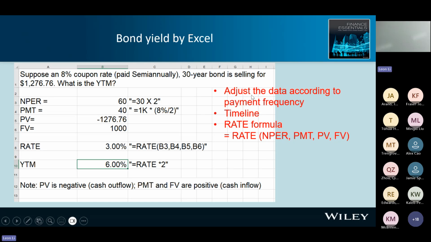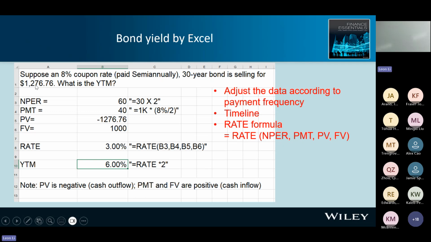Okay, so let's do the data adjustment. So you can see semi-annually, right? Semi-annually. So you can see the 8% coupon rate, right? 30-year bond. Let's adjust our data. 30-year bond, the number of periods will be 60, 30 times 2, right? PMT, coupon payment will be 1,000 times 8% divided by 2, $40.